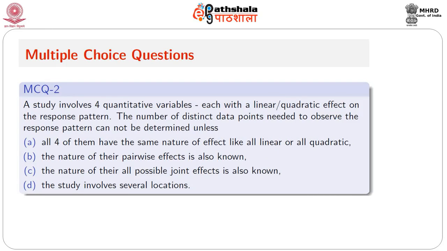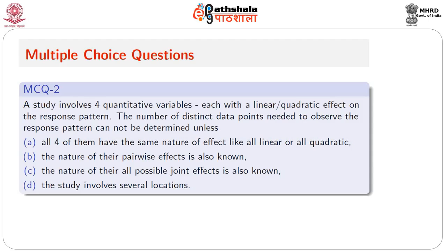A study involves 4 quantitative variables. Almost the same background, each with a linear and quadratic effect on the response pattern. And the number of distinct data points needed to observe the response pattern cannot be determined unless all 4 of them have the same nature of effect, like all linear or all quadratic, or the nature of their pairwise effects is also known, or the nature of their all possible joint effects is also known. And finally, the study involves several locations.